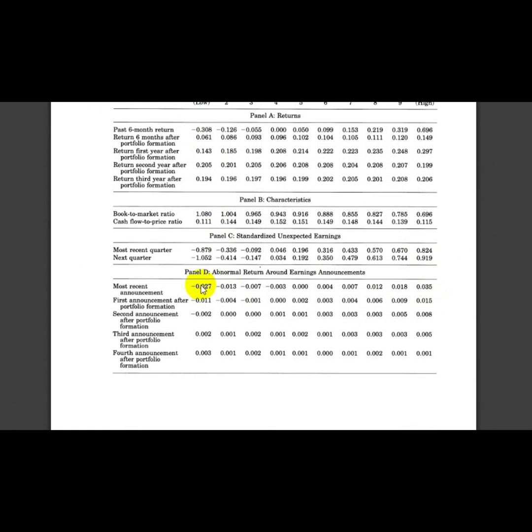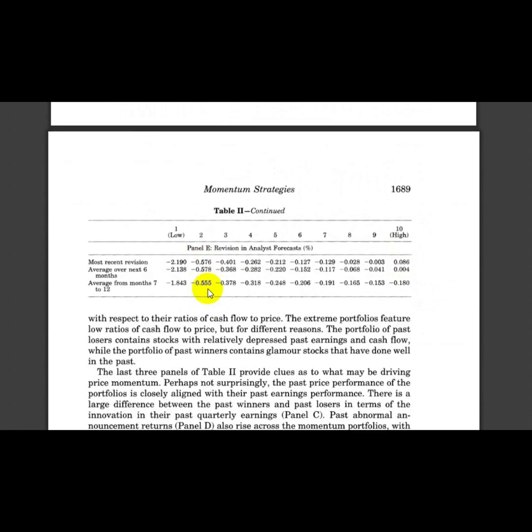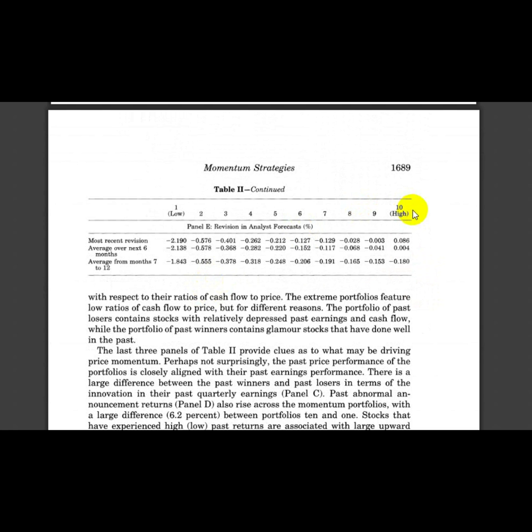And the same thing happened around the ABR, where the abnormal returns over the earnings announcements is pretty high in the highest ranked portfolios and negative in the lowest ranked portfolios. Finally, the highest ranked portfolios, according to the past 6 months returns, are also aligned with greater revisions in earnings forecasts.